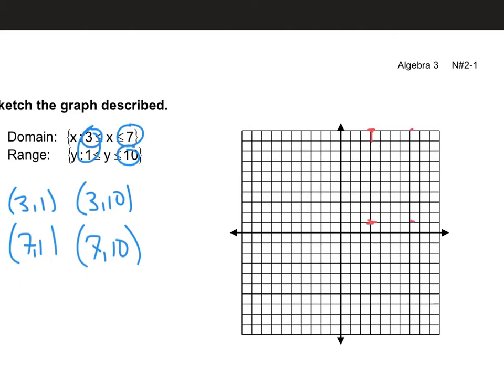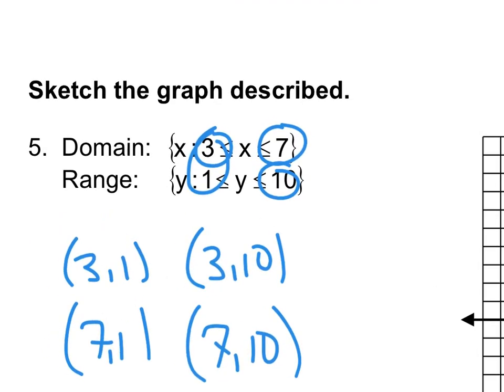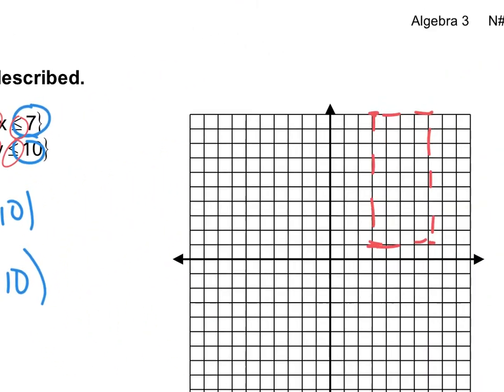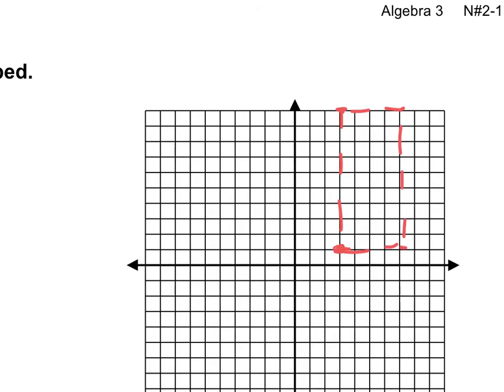So what I'm going to do is kind of dot that in. The graph only exists inside that box. They're all going to be solid points because these are all equal to. So let's just draw something and see what happens. What if I start down here at the bottom with a solid? Let me change colors. And I end up here in the corner with a solid. Does that meet the requirements is kind of what we want to ask. Well, the domain would be 3 to 7, which is what we want. And the range would be 1 to 10. They're both closed because they're both greater than or equal to.